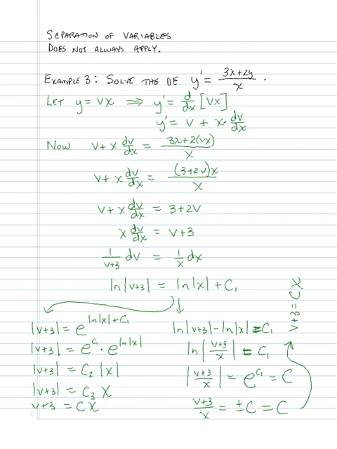If you have questions about them, maybe that's something you can ask me later. But anyway, here we are. We're not finished with this. All we have at this stage is that v plus 3 is equal to c times x. Now, what do we do with that? Well, let me pause and go to the next page.